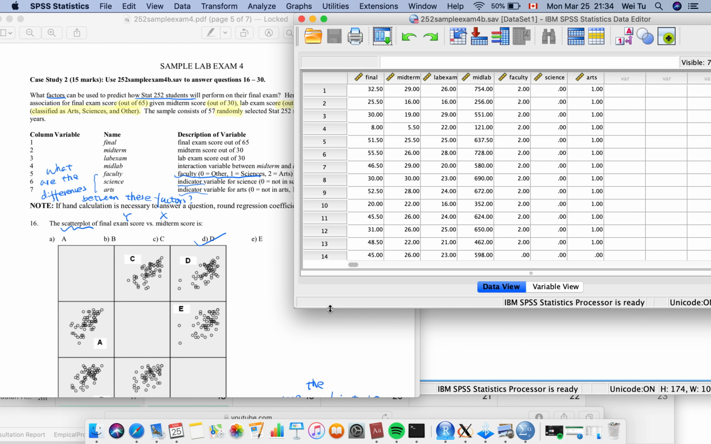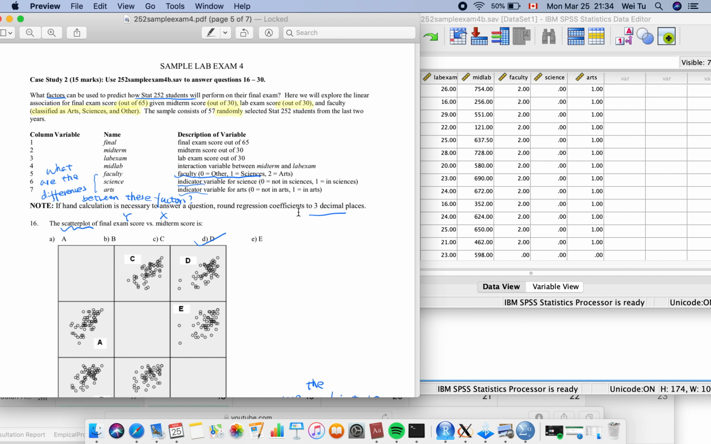Okay, finally we have the last one. So second case study of lab exam 4. So again, read the description here.